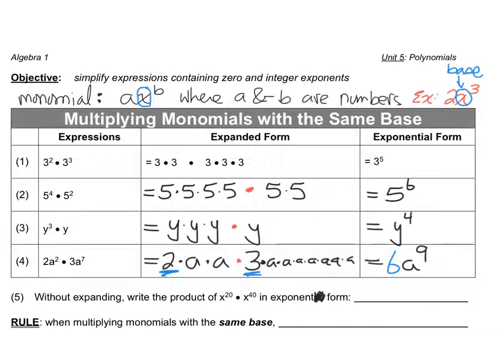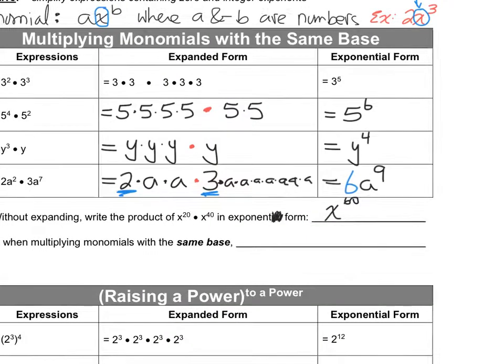So what's my result? X to the what? To the 60th power. Keep the base, add your exponents. When multiplying monomials with the same base, keep the base as is. So we just write keep the base. I got it.